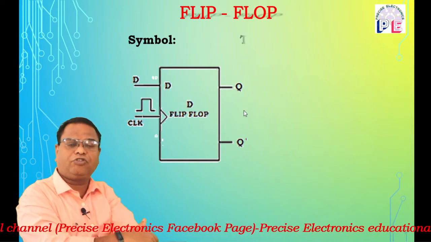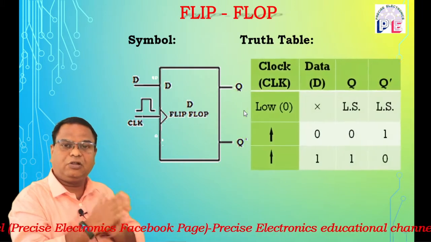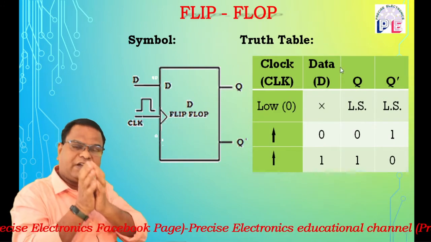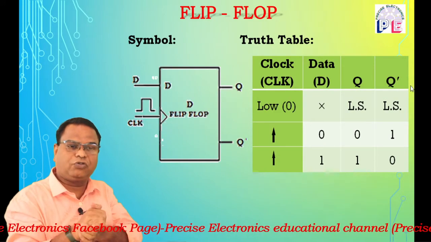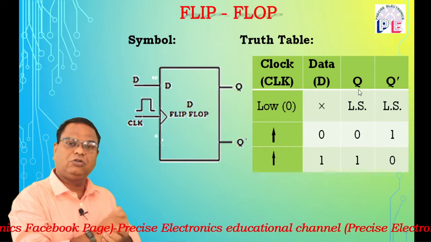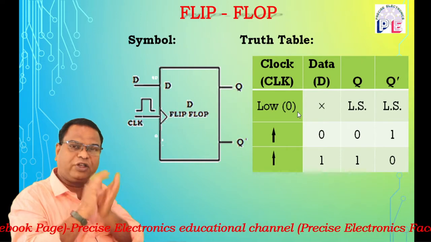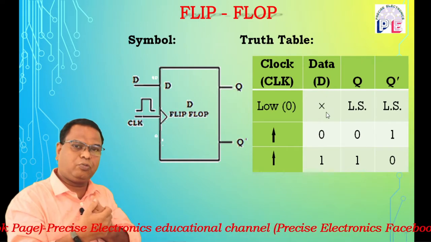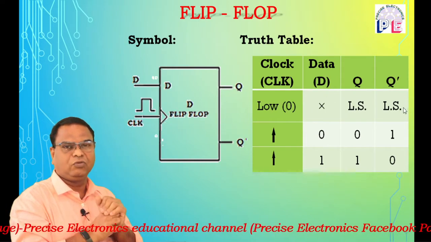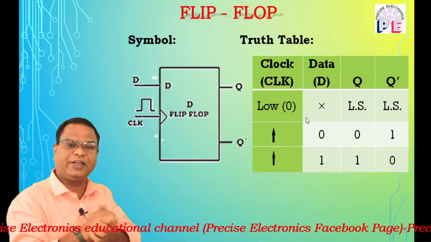The truth table of the positive edge trigger flip-flop is now going to display on your screen. In that truth table, clock input is there, data input is there. So these are the inputs. Then Q and Q bar, or Q complement, are the outputs. When the clock input is low, the flip-flop is in don't care state. So whatever the input may be, the flip-flop remains in its last state. So that input is denoted by a cross. The cross means don't care.